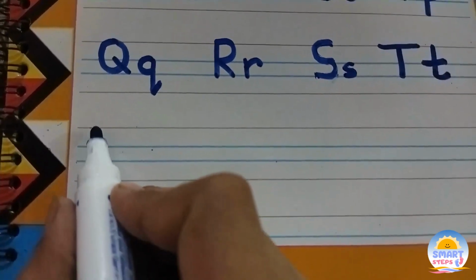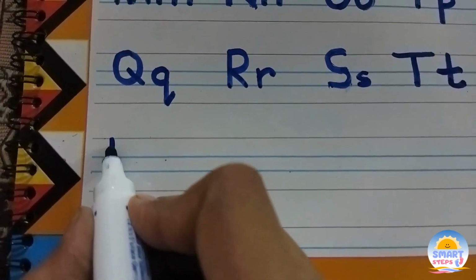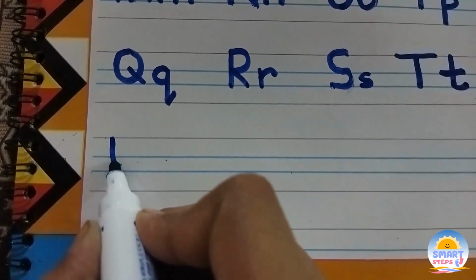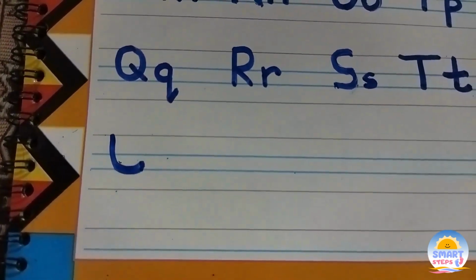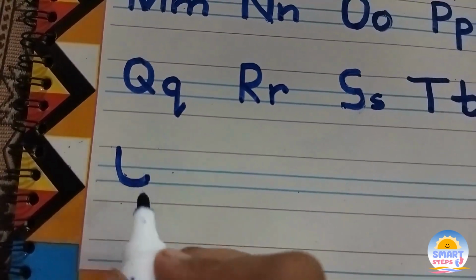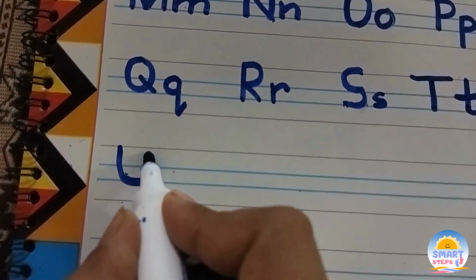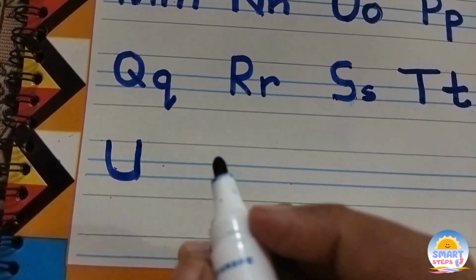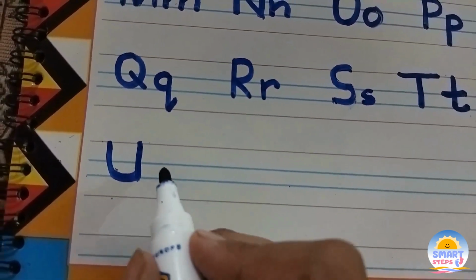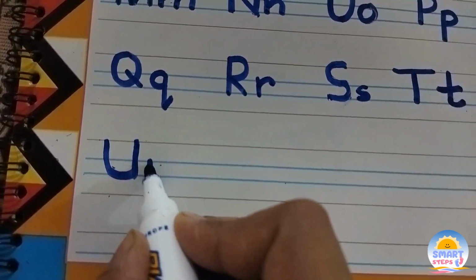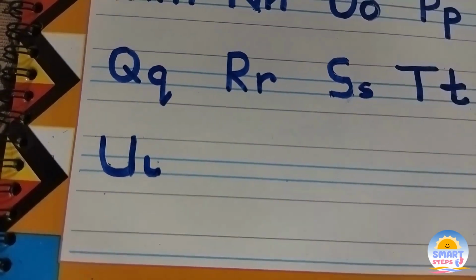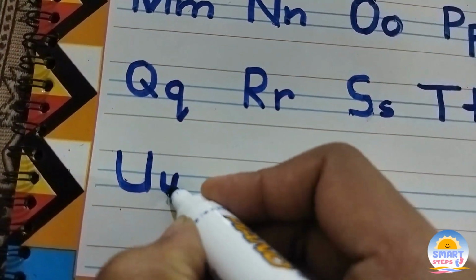For U, draw a standing line from top to bottom and draw a curve in the bottom and go upside with a standing line. Your lowercase u, a standing line with a curve in the middle and a standing line with it.